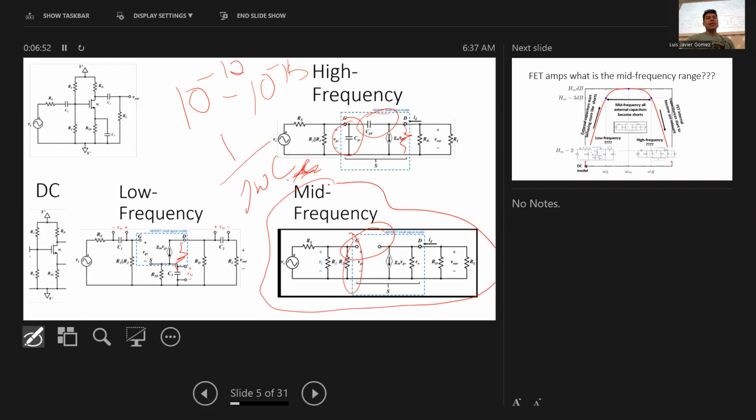Because the capacitance is 10 to the negative 12 to 10 to the negative 15, there's a wide range of frequencies where you can still consider this mid-frequency model. So to give you an example, let's say this mid-frequency starts at 100 kilohertz, so 10 to the 5, right? So 10 to the 5 times 10 to the negative 12 is 1 over 10 to the 7, which is actually 10 to the negative 7. So the resistance associated at 100 kilohertz for the internal capacitance is on the order of 10 to the negative 7 ohms.